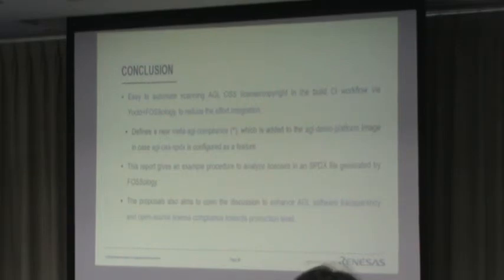This is my conclusion. With this approach, we can integrate into the build CI workflow. And we can extract and review all the open source software, copyright and license to declare whether the open source software license is acceptable for use in your product or not. And I think that we can manage all the license types that could be in use in your embedded device.